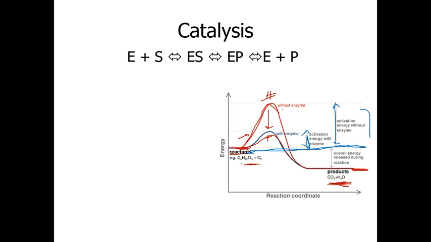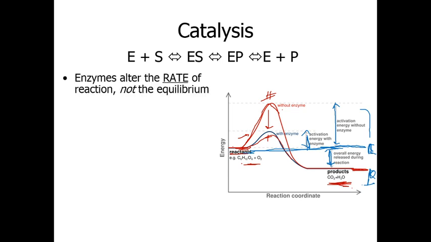The overall energy released during the reaction is the energy between reactants and products. So here's the reactant's ground state and here's a product ground state. Clearly, the reactant's ground state is at a higher energy level than the product, right? So that's the energy that is released upon converting reactant to a product. Enzymes alter the rate of reaction, not the equilibrium.